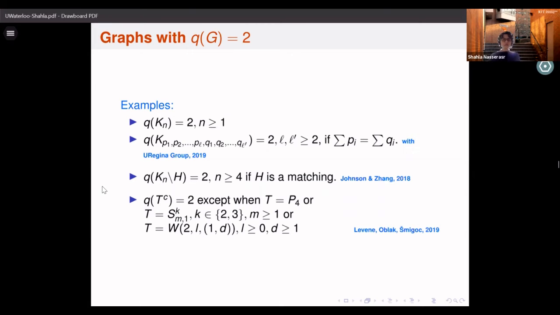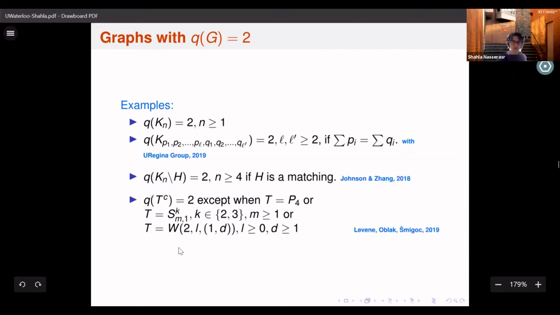Then there's another family of graphs for which the inverse eigenvalue problem is completely solved. That is a complete graph minus a matching. Using their result, we can see that Q of them is 2 as well. And there are many more.